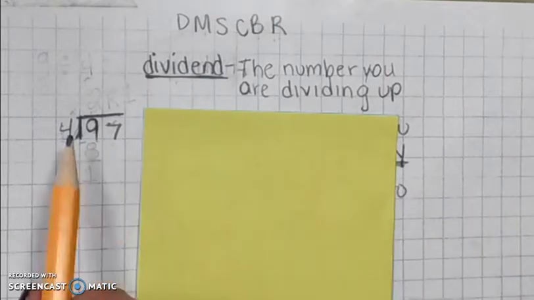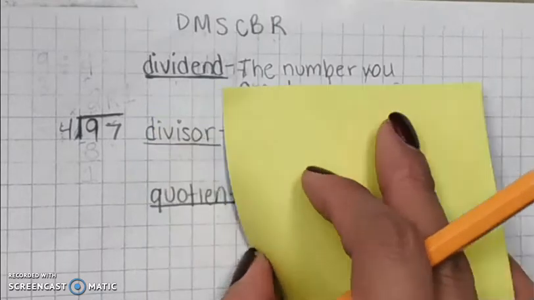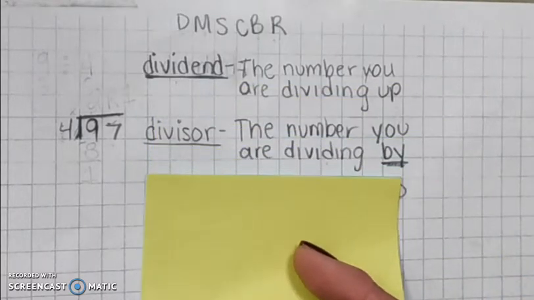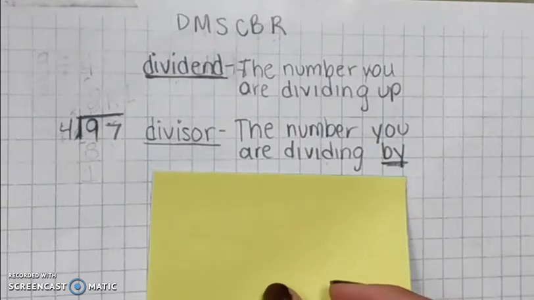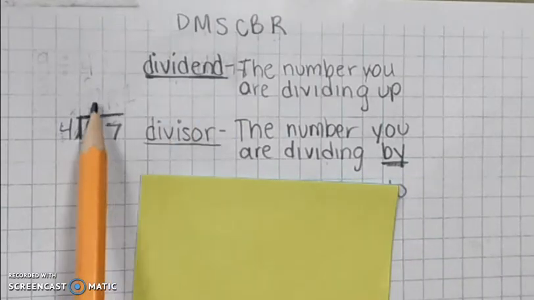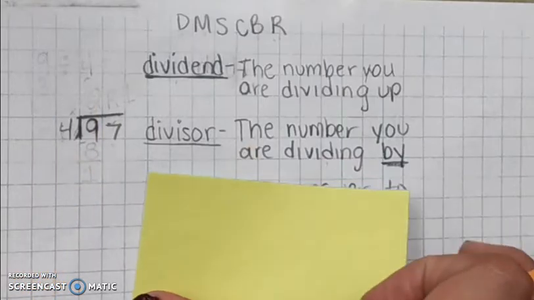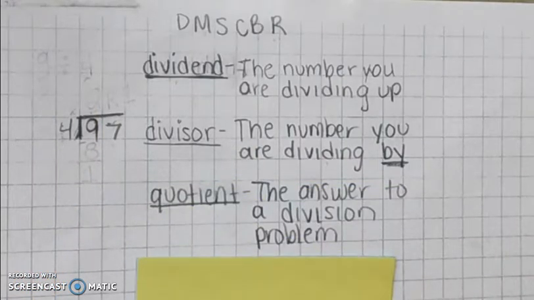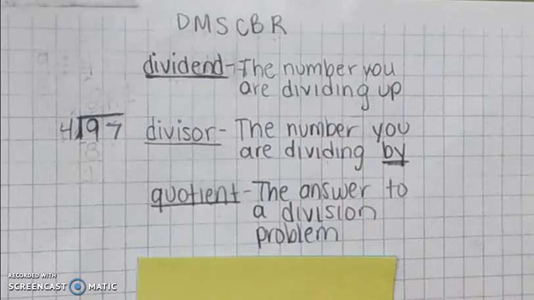Alright? The number you are dividing by is going to be called your divisor. And again, if you have not already written that, go ahead and pause the video and write down the definition. Alright, and our answer to our division problem will be written up here, and that's going to be called the quotient. The quotient is the answer to a division problem. If you haven't written that, pause the video and write down the definition.